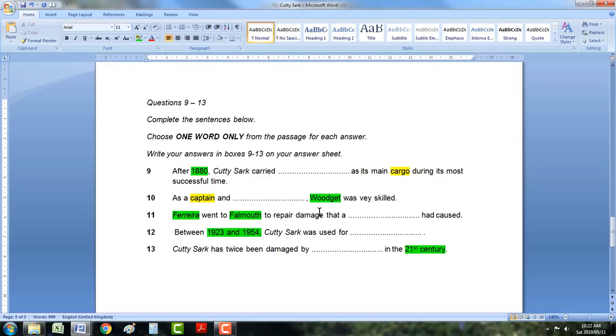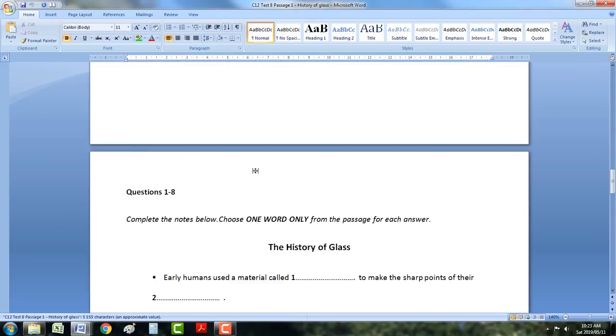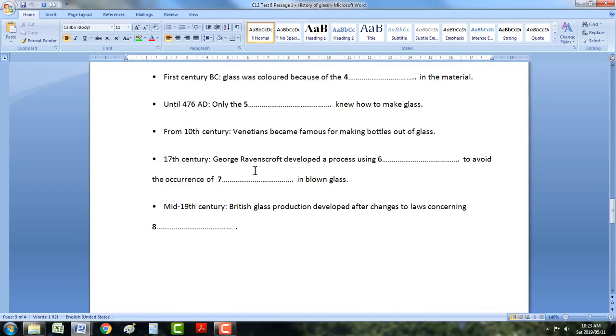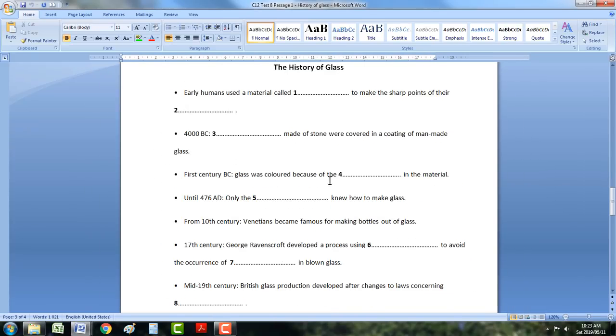Have we got time for one more? Yes, I think so. So this is Cambridge 12, history of glass. Let's see what we've got. Take a look. What do you see? What will you scan for? What's your first scan? Pause the video. Let me make it a bit smaller. Alright, pause the video. What is your first scan?